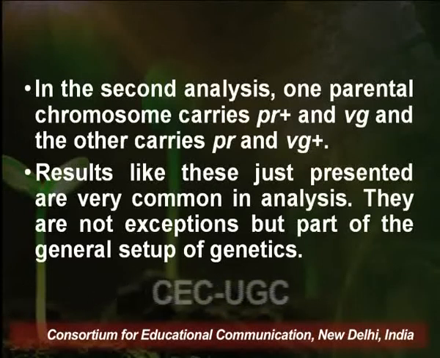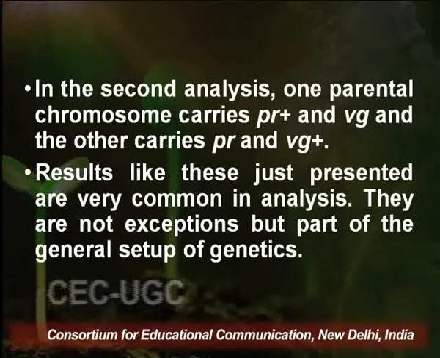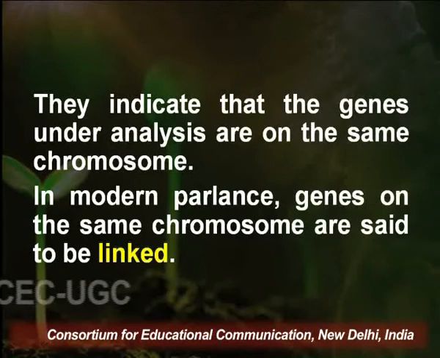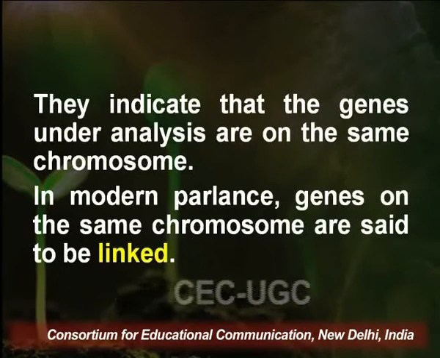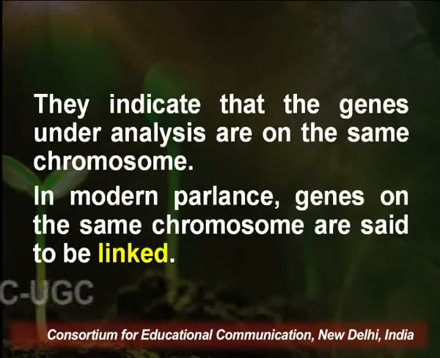So there is nothing new or novel in the results, because it is a very common result which is present in the general fabric of genetics. What do these results indicate? These results indicate that the genes under analysis are located on the same chromosome, and this phenomenon, in modern parlance, we like to call linkage or linked genes. So when two genes are close together on the same chromosome, they would not like to get segregated, and therefore they will not assort independently at all, and will be called linked genes.